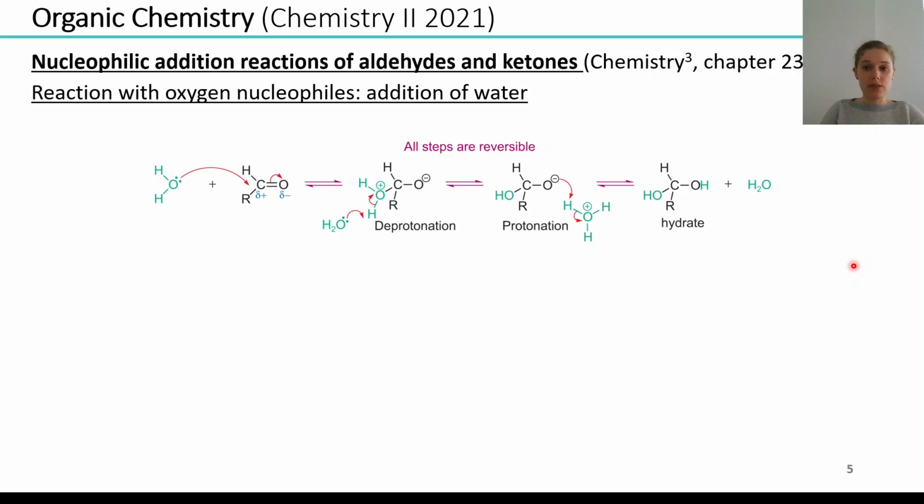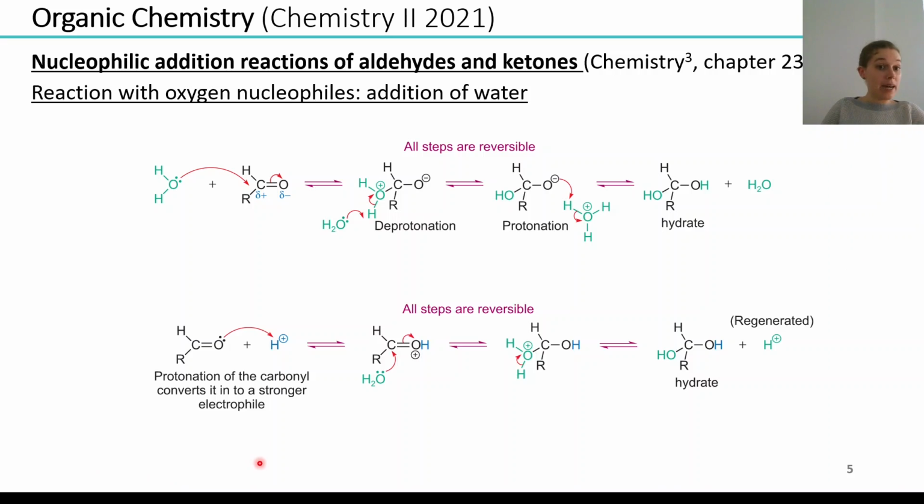Water is only a weak nucleophile, and therefore the addition of water to the carbonyl bond is quite slow. And in order to increase the reaction rate, usually acid catalysts are used. Hereby, the carbonyl group gets protonated in the first step, and this protonated carbonyl group is then a stronger electrophile. Afterwards, the nucleophilic attack of water on this protonated carbonyl group will proceed much faster compared to the addition without protonation.